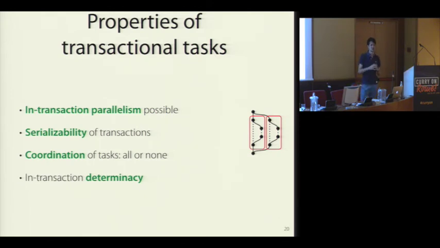Thirdly, tasks are coordinated. So either all changes of all tasks are committed in this single atomic step, or in case a conflict occurs in one of the tasks of a transaction, then all tasks in that transaction are aborted and the transaction as a whole can roll back and retry. And finally, we provide determinacy in the transaction on the condition that the conflict resolution functions are deterministic. And this means that since each task runs in isolation on its own separate copy of the data, the order in which the tasks are scheduled does not affect the end result of the transaction.